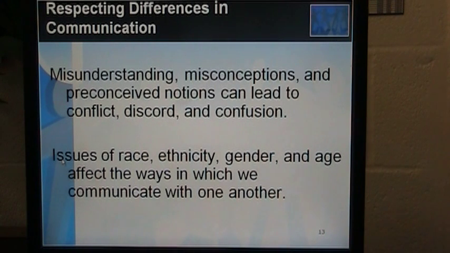Respecting differences in communication. As with anything, you're always going to have differences. Some people don't see eye to eye with others, and this can be for a number of reasons. Misunderstanding, misconceptions, and preconceived notions can lead to conflict, discord, and confusion. Issues of race, ethnicity, gender, and age affect the ways in which we communicate with one another.